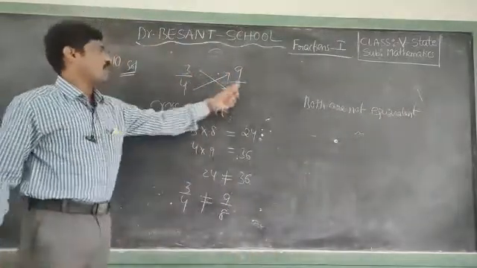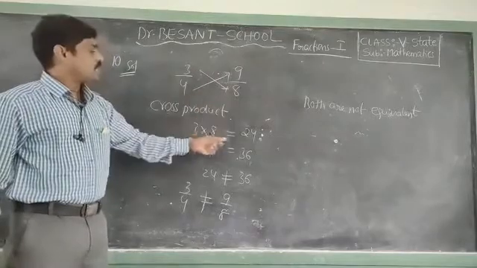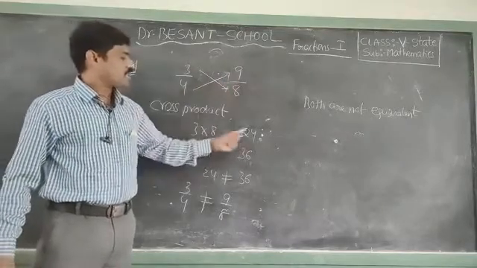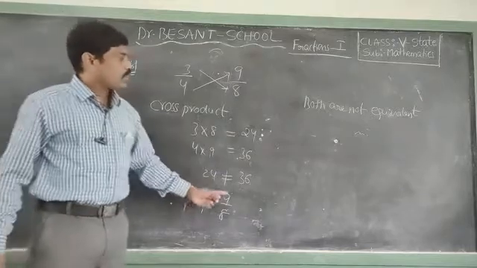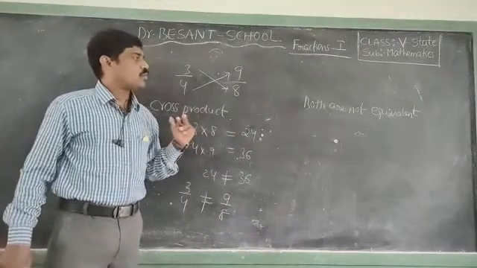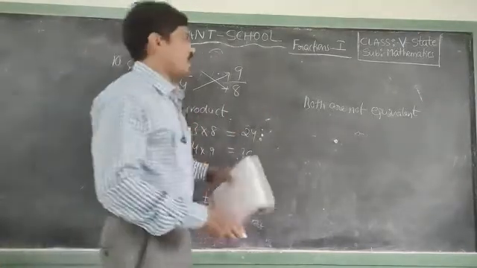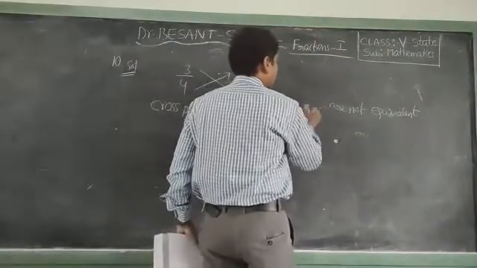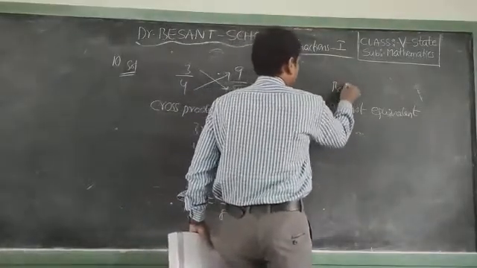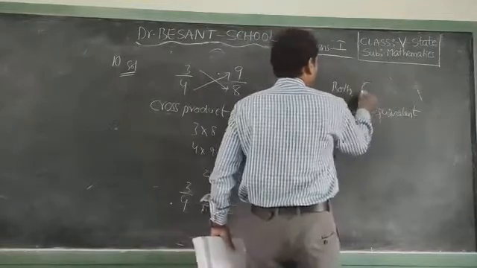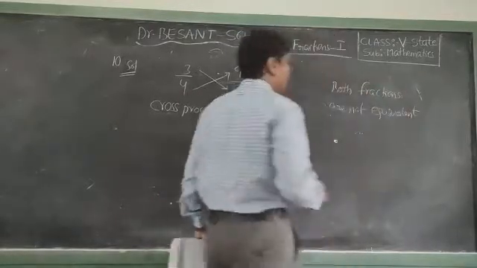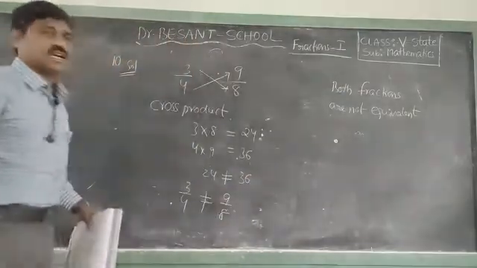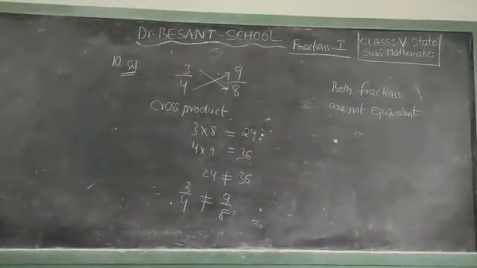First of all, we have to find out the cross product. 3 8s are 24, 4 9s are 36. So 24 is not equal to 36. So 3 by 4 not equal to 9 by 8. Both fractions are not equivalent. Okay. So both fractions are not equivalent. So this is the 10th one. Children, note down. Next, like this 11, 12.